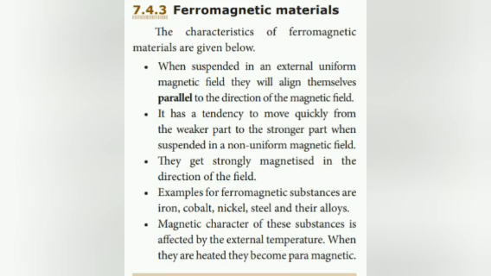The last topic is ferromagnetic material. When suspended in an external uniform magnetic field, they will align themselves parallel to the direction of the magnetic field, same as the paramagnetic material. It has a tendency to move from the weaker part to the stronger part when suspended in a non-uniform magnetic field, same as the paramagnetic material. They get strongly magnetized in the direction of the field.